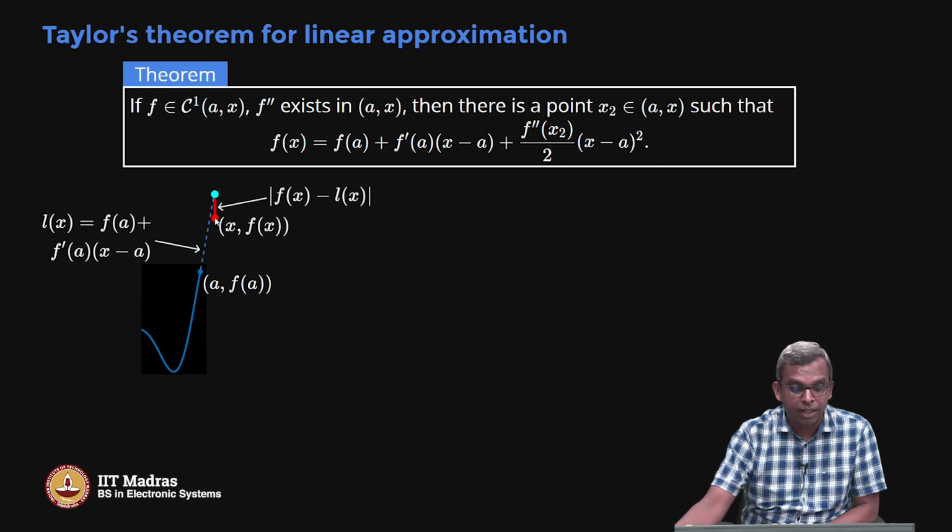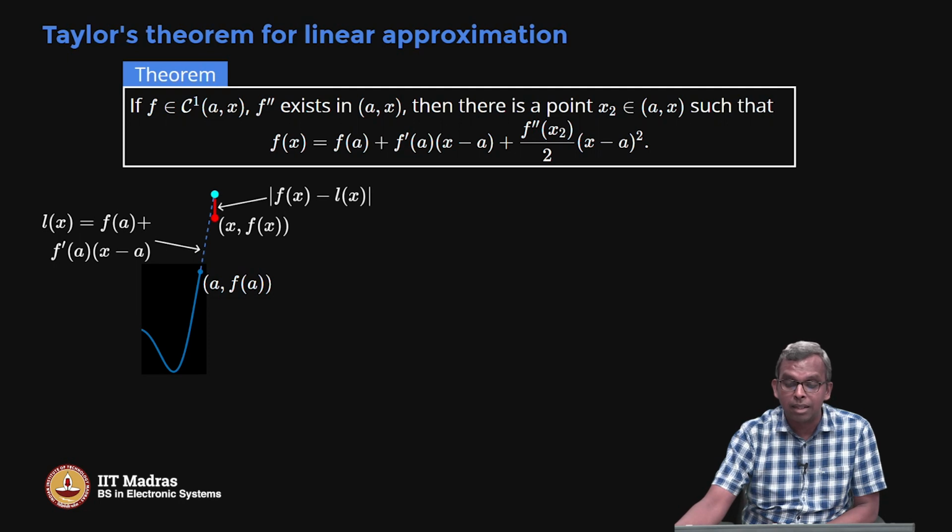This is f of x here, and that is L of x. The green color guy is L of x, the red color guy is f of x, and the error is the absolute value of f of x minus L of x. Of course, the line can also be below, so it can be negative. So we'll look at the absolute value.